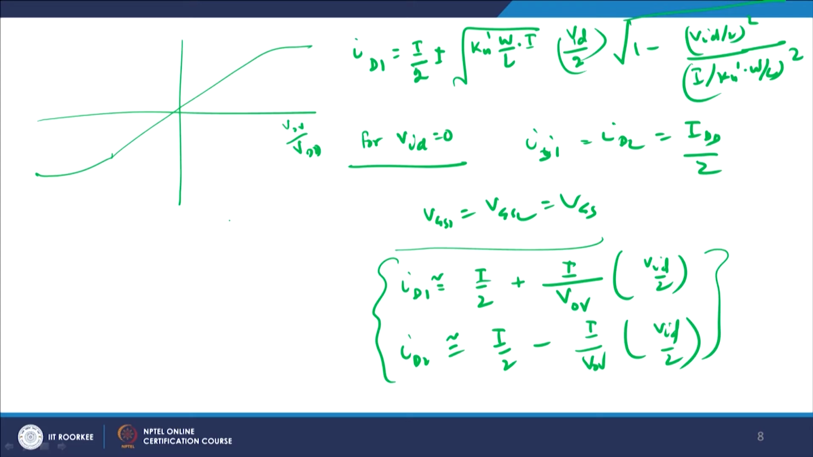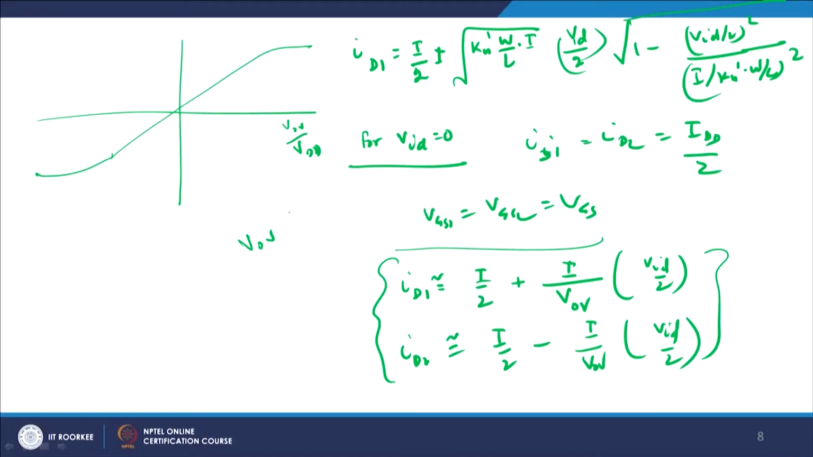If you want to sustain a large amount of linearity, it is always advisable to keep your V overdrive as large as possible, which implies that W by L should be as small as possible, and therefore the transconductance should be as small as possible.